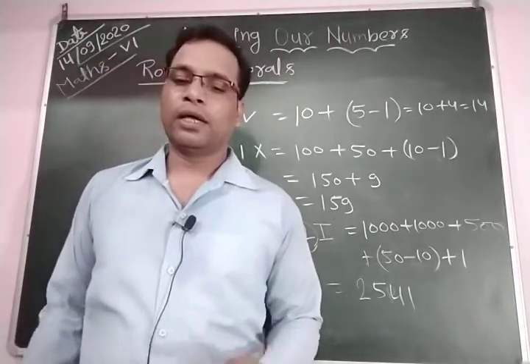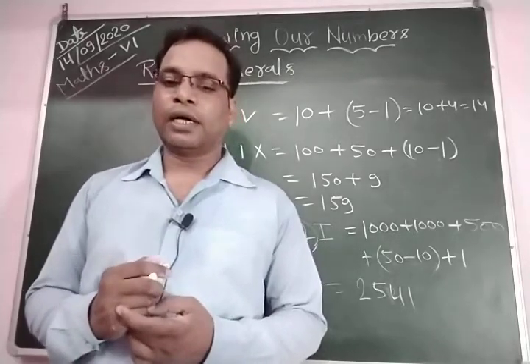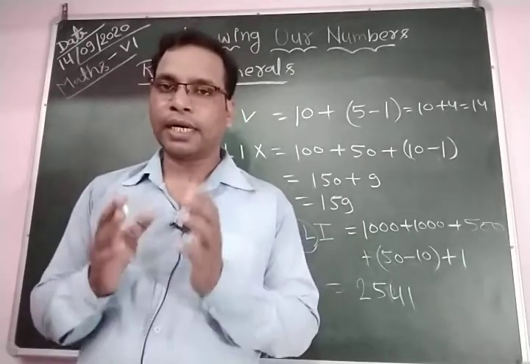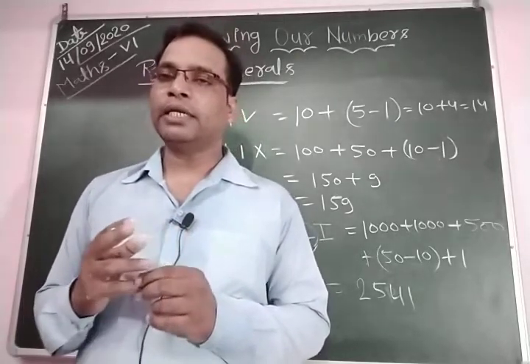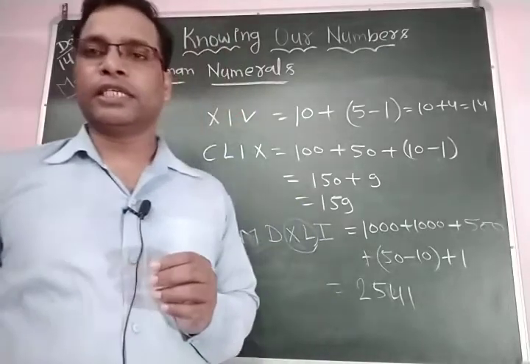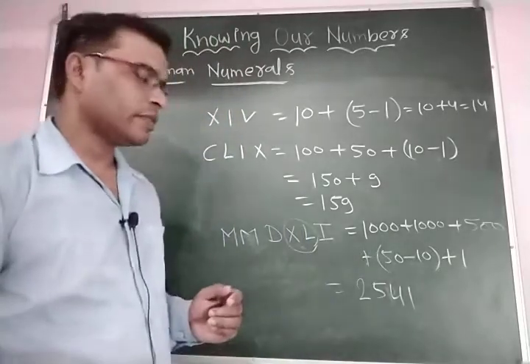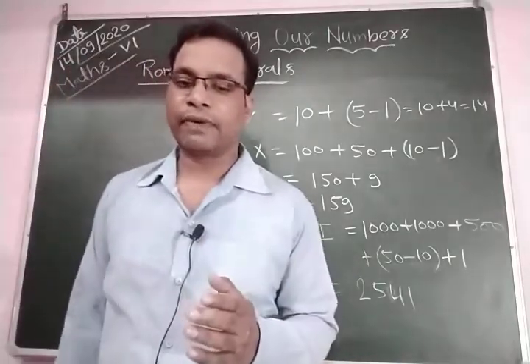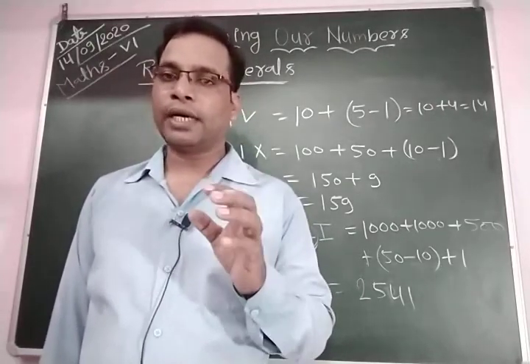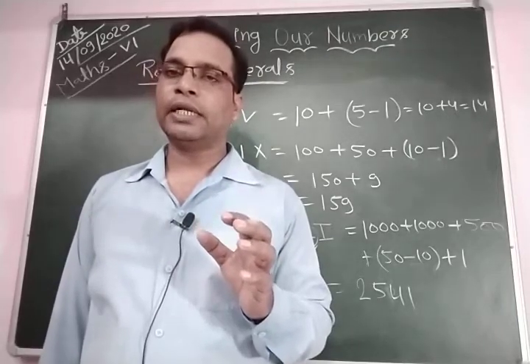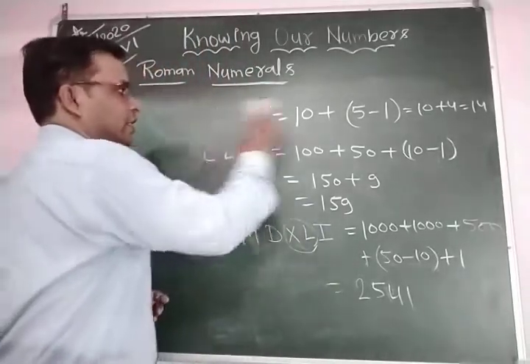So the answer is 2541. Okay, so the last rule of these Roman numerals is that if a bar is placed over a symbol, then its value gets multiplied by 1,000. Okay, so let's see again, listen, this is rule number 5. If a bar is placed over a symbol, then its value gets multiplied by 1000. So for example, you can see here.